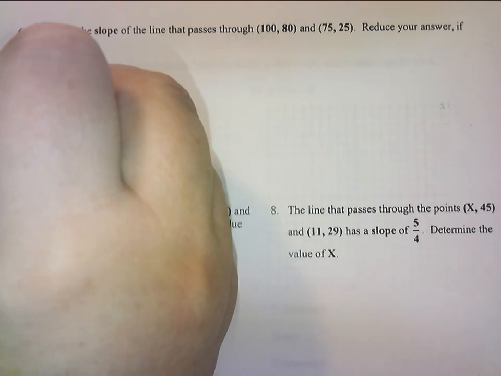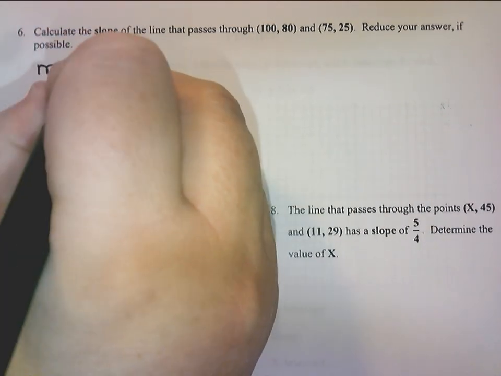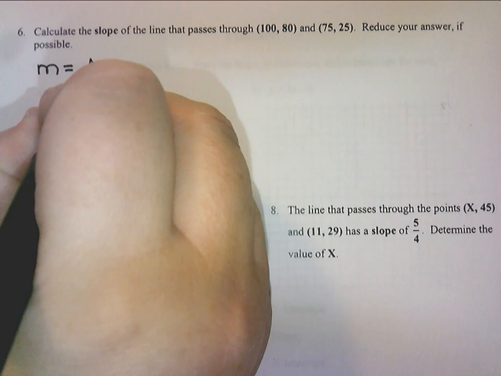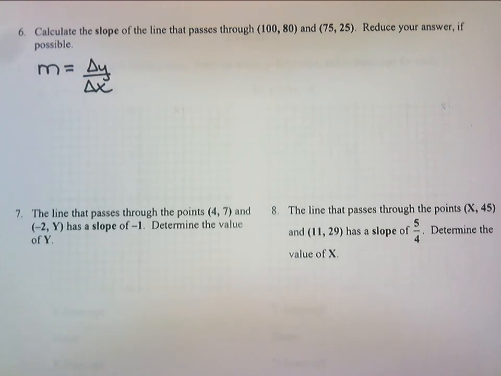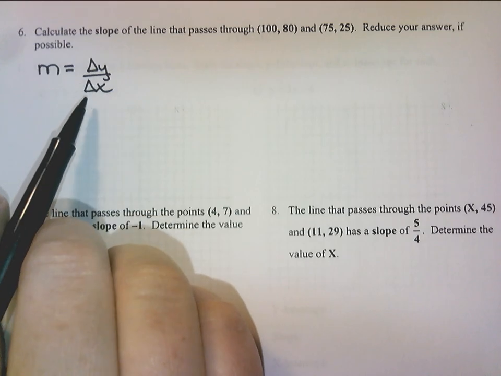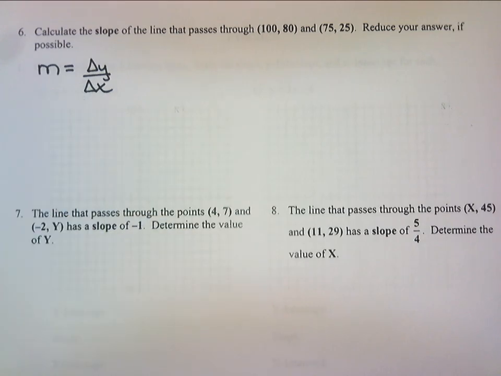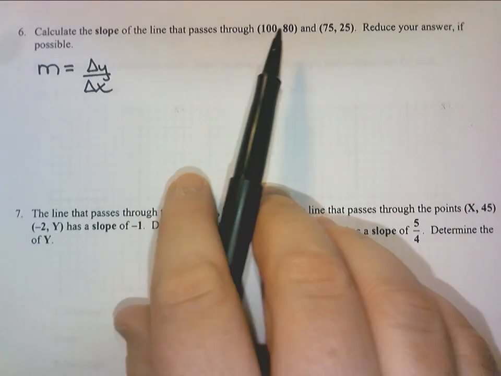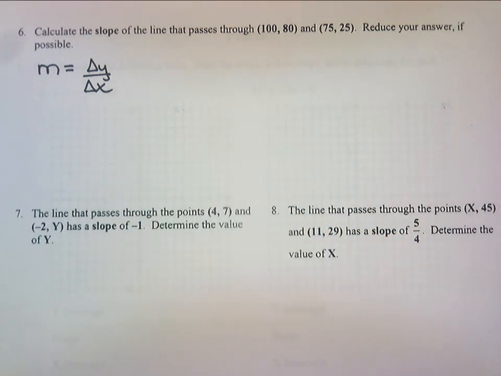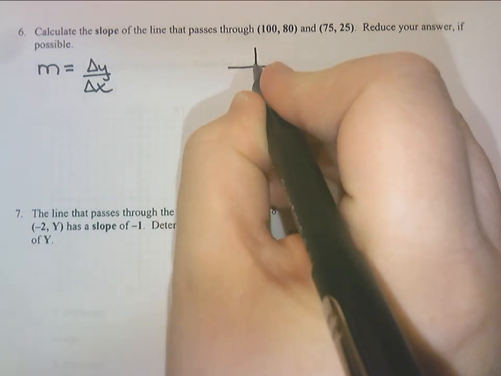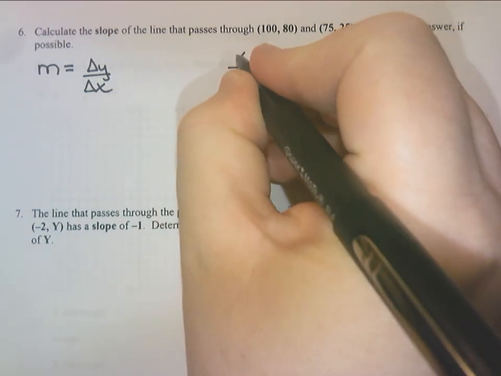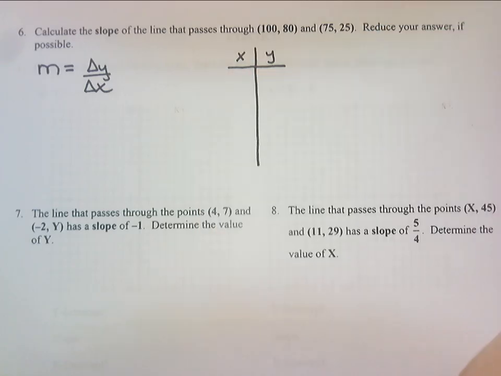Slope is the letter M, and we calculate it by doing delta y divided by delta x. Delta y and delta x are the change in y and the change in x. In order to get the change in y and the change in x, I am going to use my 2 points. I'm going to make a table and I'm going to calculate the differences. So I'm going to make myself a table of values. We have x in the first column, y in the second column.